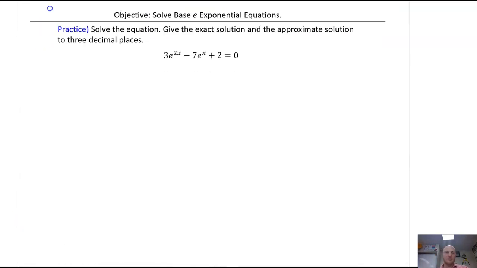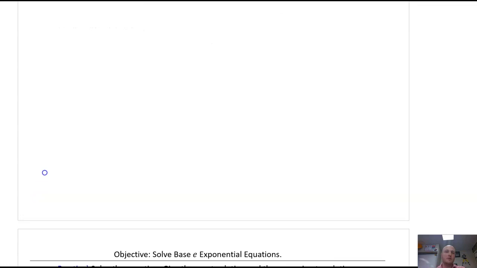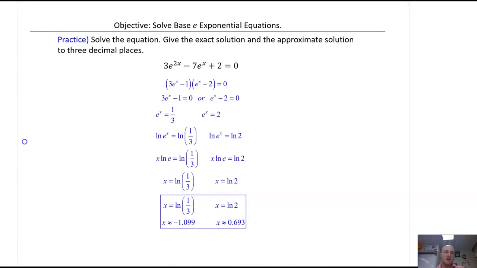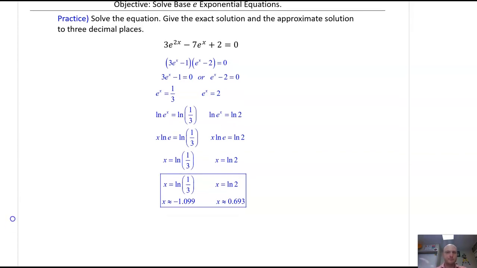Okay, here is another practice problem. Go ahead and factor this trinomial. Okay, and this example might have been a little bit more tricky for you with the factoring because you have a leading coefficient of 3. But the correct factorization would be 3 times e to the x minus 1 times e to the x minus 2. So if you go ahead and set those equal to 0 and solve, you come up with two solutions: natural log of 1/3 and natural log of 2.